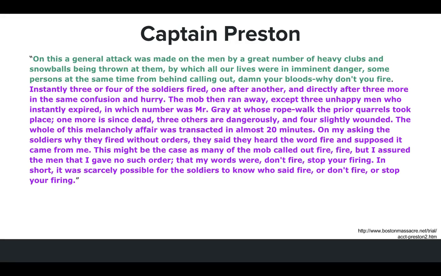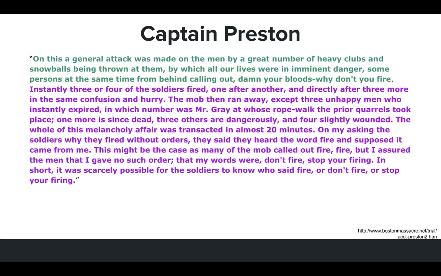And pretty much, in short, Boston civilians, American colonists, end up getting shot, and there is a big commotion as to why they're getting shot. When the Americans shout, fire, why don't you fire? The British then fire on the mob, thinking that Preston is saying that they should fire.